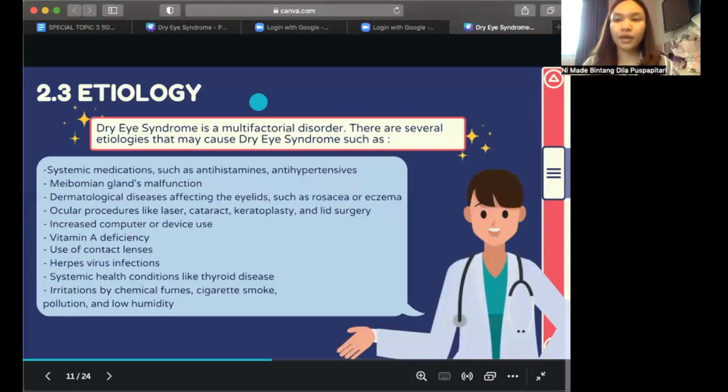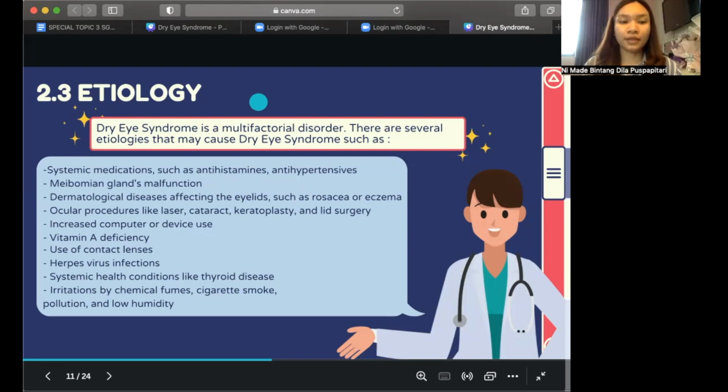Thank you. Hello, my name is Bintang Dila Puspapitari with my last 3 digits of student ID number 157. Here I'm going to continue to explain about 2.3 etiology. Dry eye syndrome is a multifactorial disorder. There are several etiologies that may cause dry eye syndrome, such as systemic medications like antihistamines, antihypertensives, meibomian gland malfunction, dermatological diseases affecting the eyelids, such as rosacea or eczema, ocular procedures like laser, cataract, keratoplasty, and lid surgery.